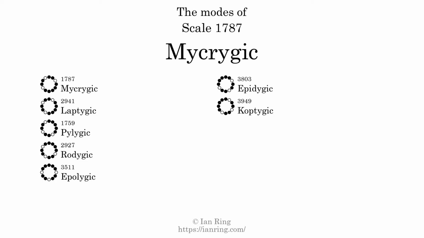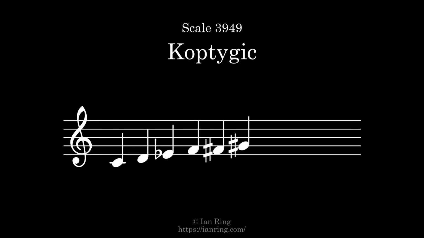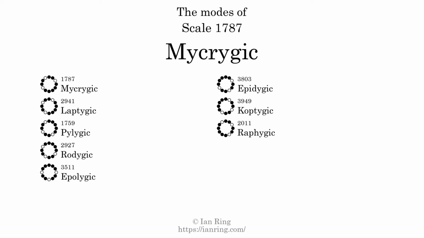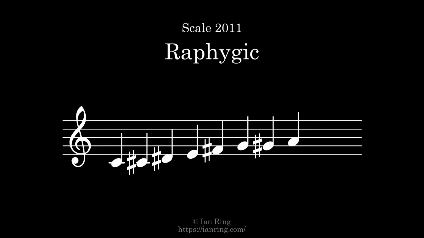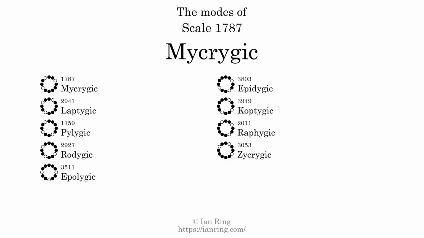The seventh mode is scale 3949, also known as Coptagic. It sounds like this. The eighth mode is scale 2011, also known as Riphagic. It sounds like this. The ninth and last mode is scale 3053, also known as Zykridgic. It sounds like this.